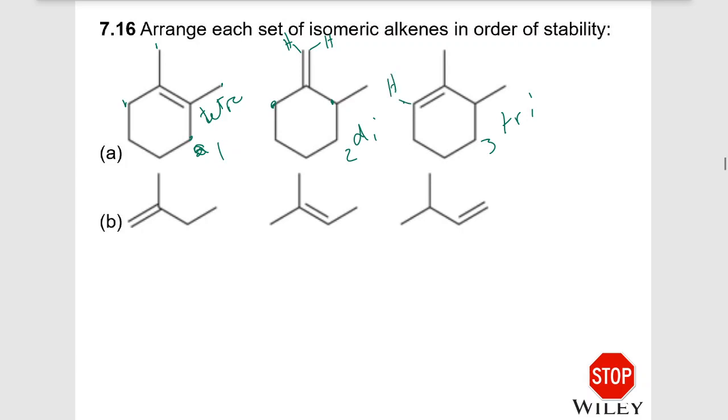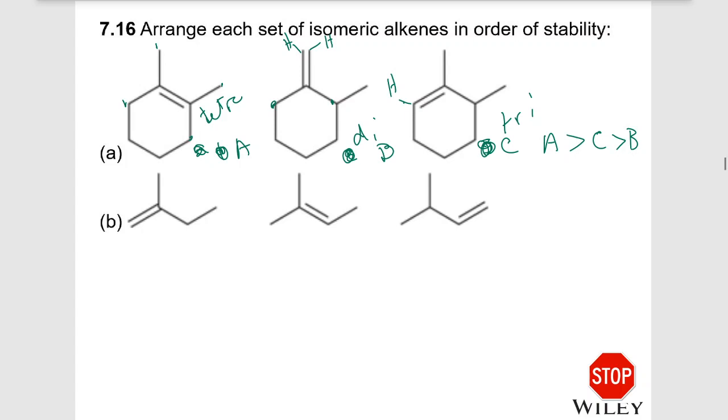It doesn't say which way to arrange them, so really we shouldn't use 1, 2, and 3 here. Let's not use that. That's probably bad. Let's call them big A, big B, and big C. So A is more stable than C is more stable than B.